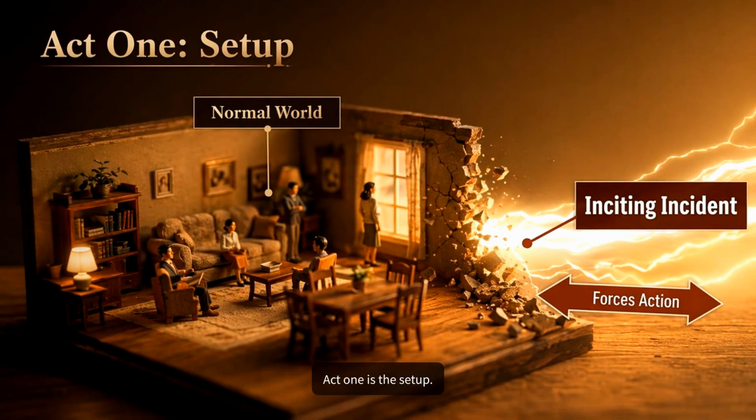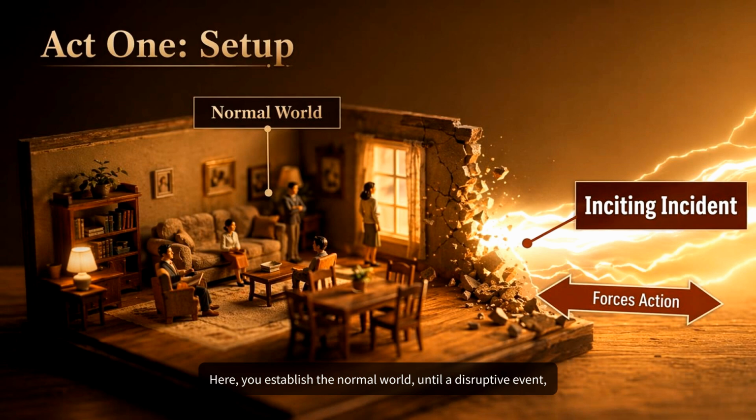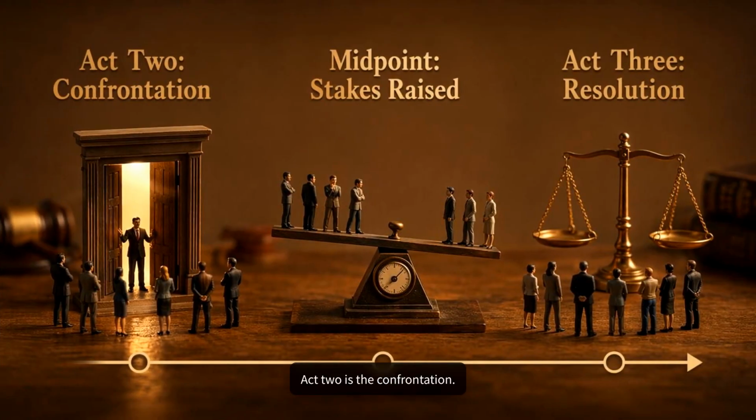Act 1 is the setup. Here, you establish the normal world until a disruptive event, the inciting incident, forces your protagonist into action. This is where the external momentum officially begins. Act 2 is the confrontation. Your protagonist crosses the threshold into the inverted world of the conflict. At the midpoint, a major shift occurs, raising the stakes and making it impossible to turn back.